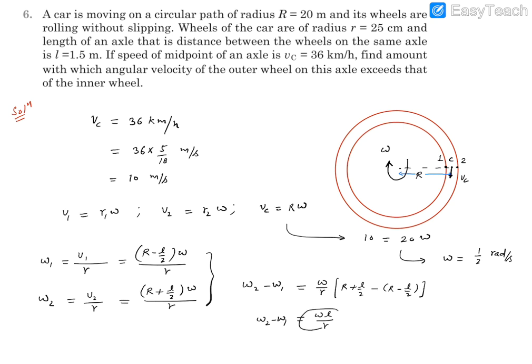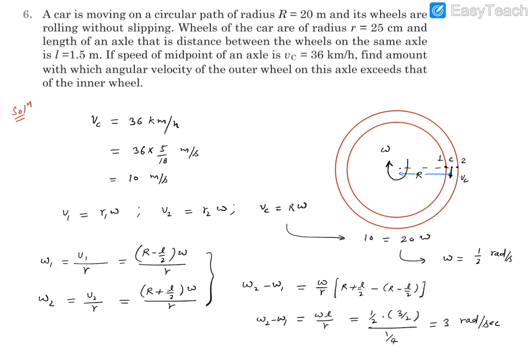Now do we know omega? Yes, this omega we have already calculated. It came out to be 1 by 2. Do we know L? Yes, L is given to us as 1.5 meter. Do we know small r, that is the radius of the wheel? Yes, it's 25 centimeter. So we can substitute the values. That is 1 by 2, L is 1.5, so you can call it 3 by 2, divided by r, which is 0.25, you can call it 1 by 4. So this 1 by 4 gets cancelled out, and it's coming as 3 radian per second.